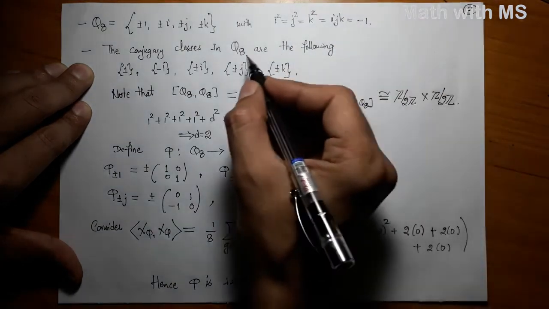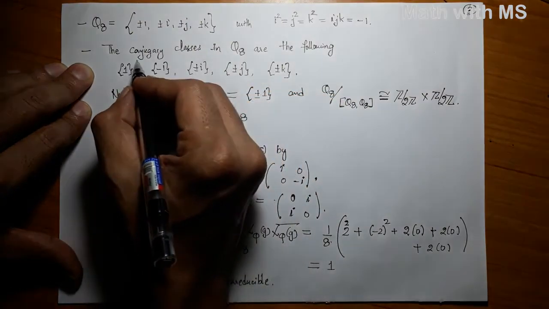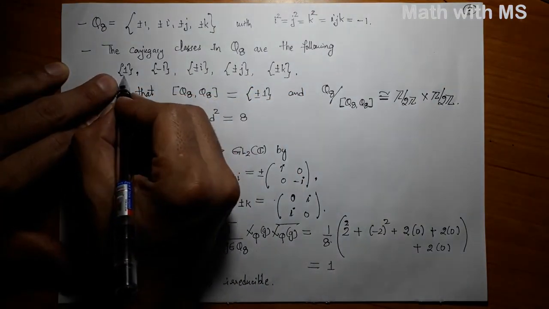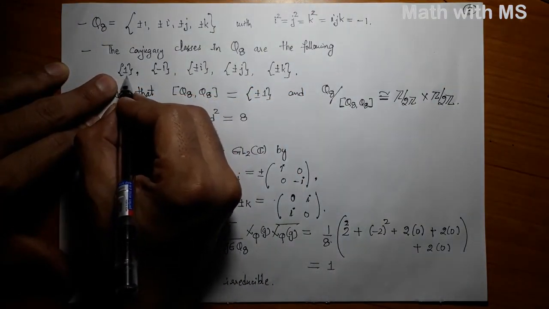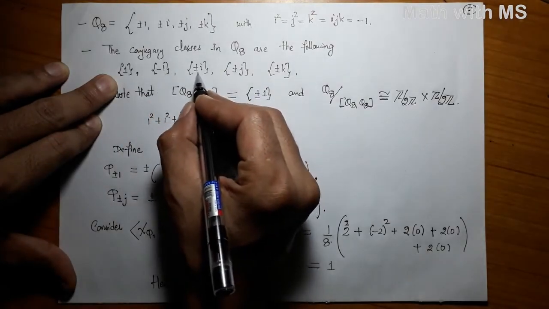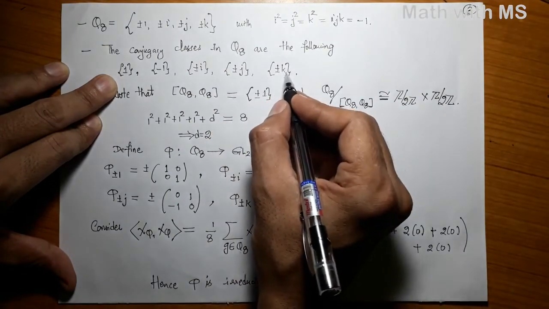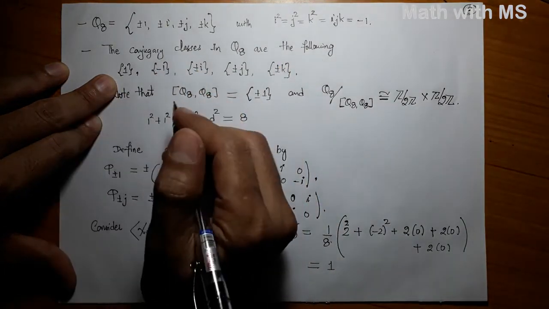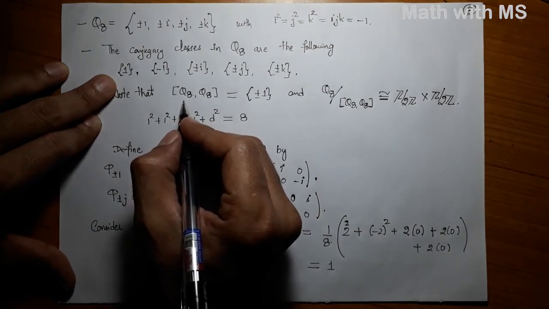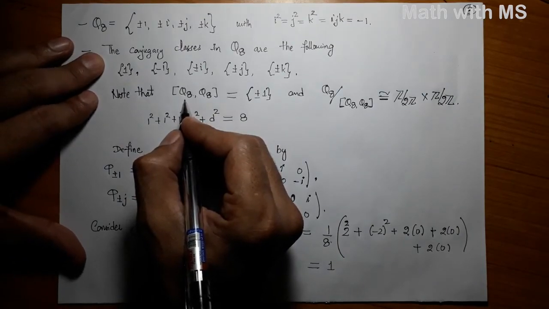Since Q8 has just 8 elements, a direct check shows that the conjugacy classes in Q8 are the following. There is the conjugacy class of the identity element, the conjugacy class of minus 1, and then the classes of i and minus i, j and minus j, and k and minus k. So in total there are 5 conjugacy classes. So from theory we know that there must exist 5 inequivalent irreducible representations of Q8.